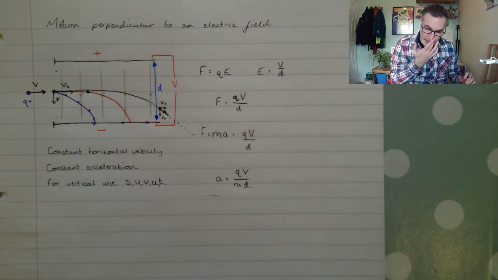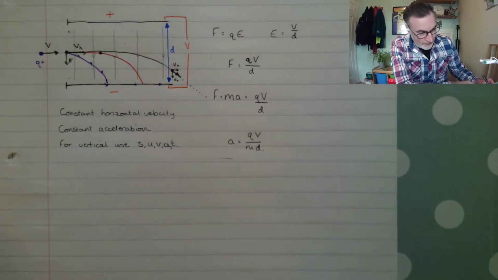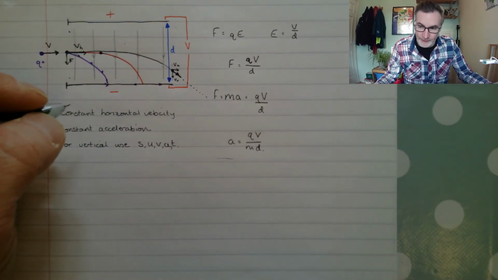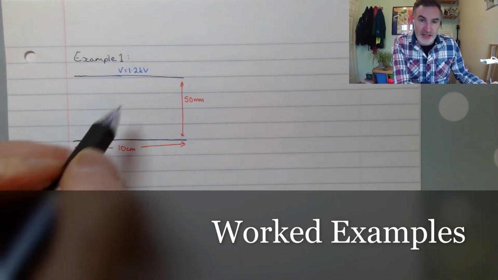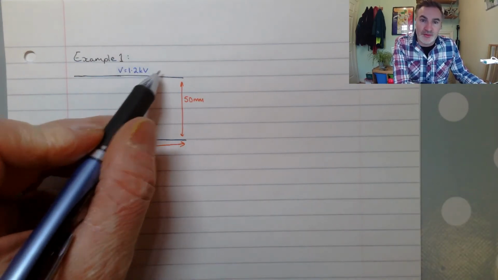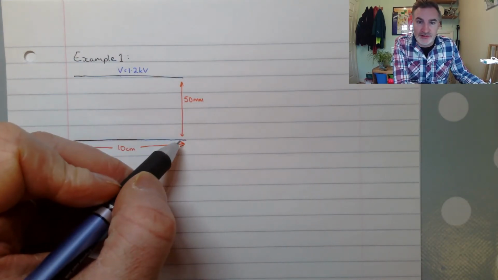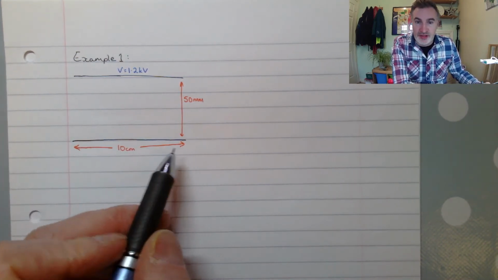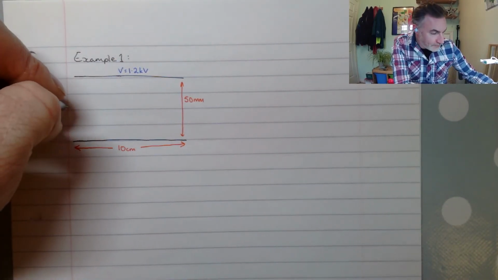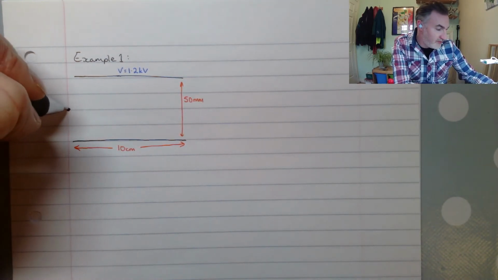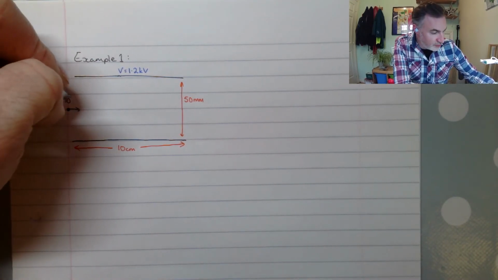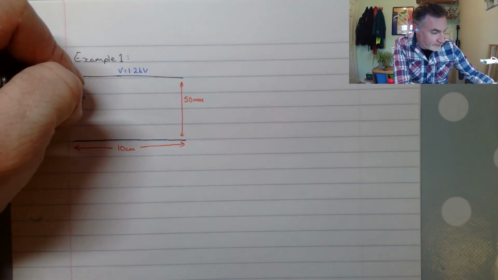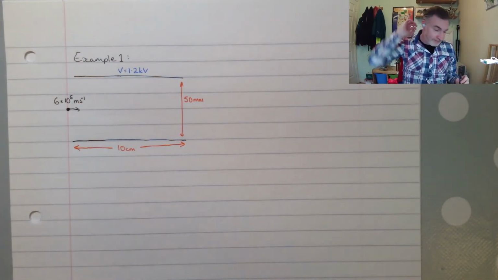Right, let's have a look at an example. What we've got is parallel plates. There's a potential difference of 1.2 kilovolts across those plates. The separation is 50 millimeters, and the length of the plates is 10 centimeters. Directly in the middle of the plates, we will fire in a proton at 6 times 10 to the power of 5 meters per second. And we'll see what happens.